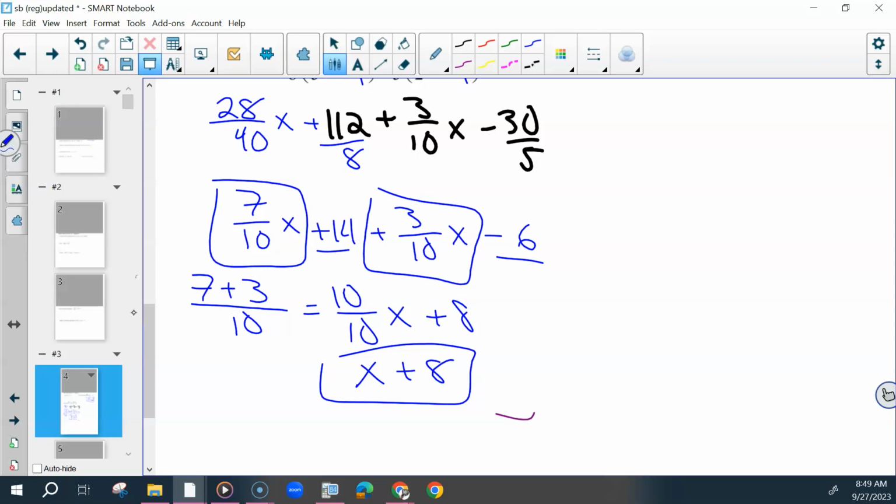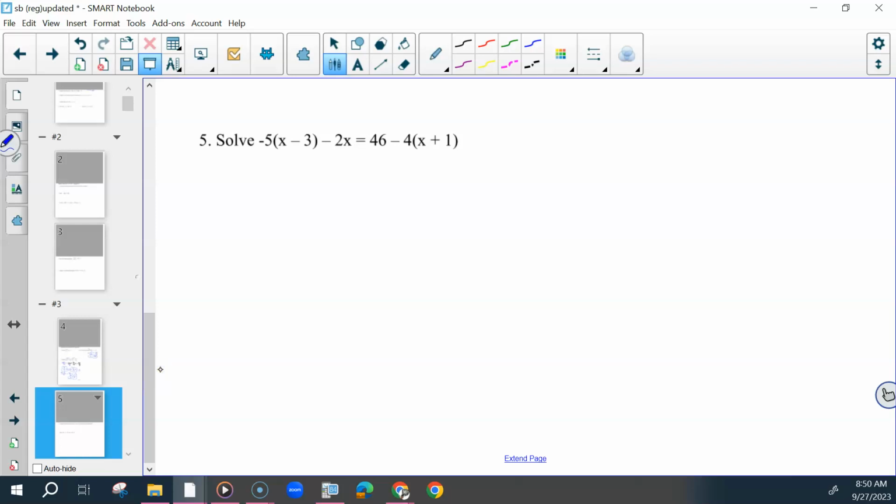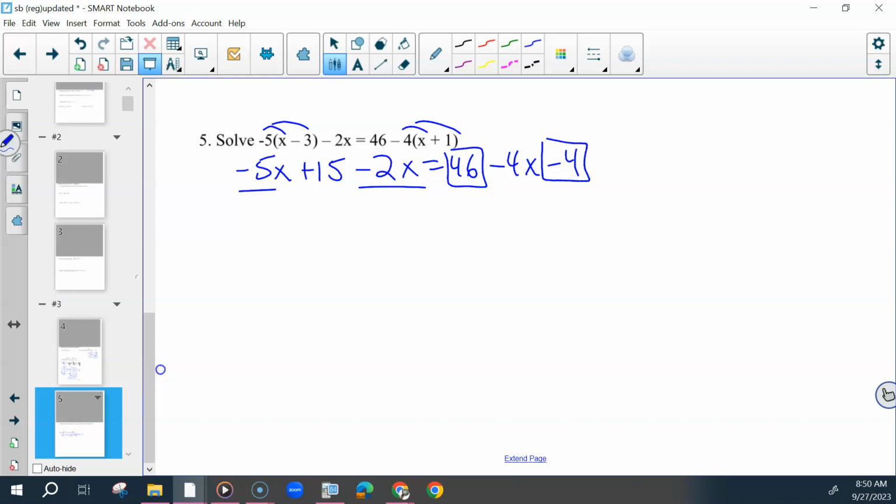So let's go on to number 5 on the back. This one is like what we were talking about last class and the class before that. Just last class. Distribute on both sides. Negative 5x plus 15. Bring down everything else. Minus 2x equals 46. Minus 4x minus 4. Combine like terms on the same side, so we can combine the negative 5x and the negative 2x and the 46 and the negative 4.